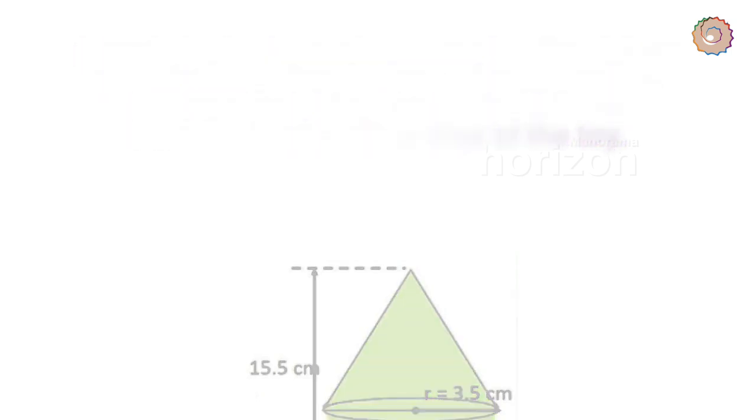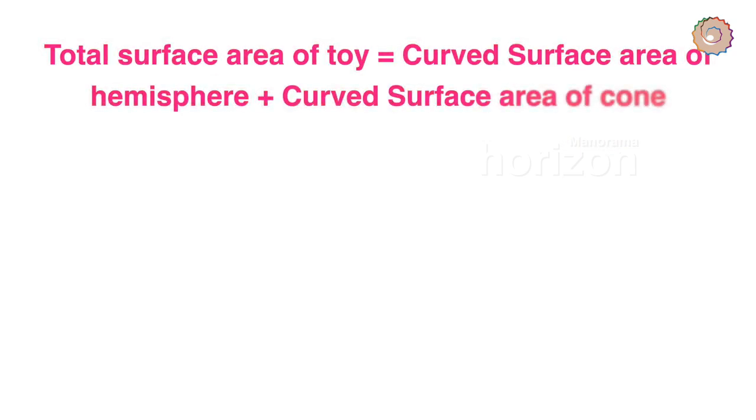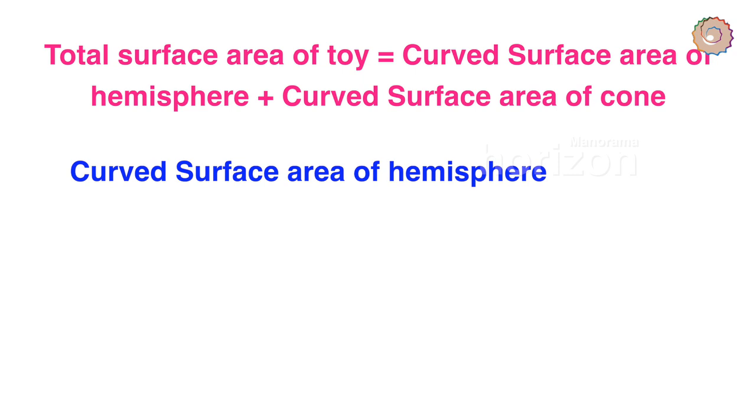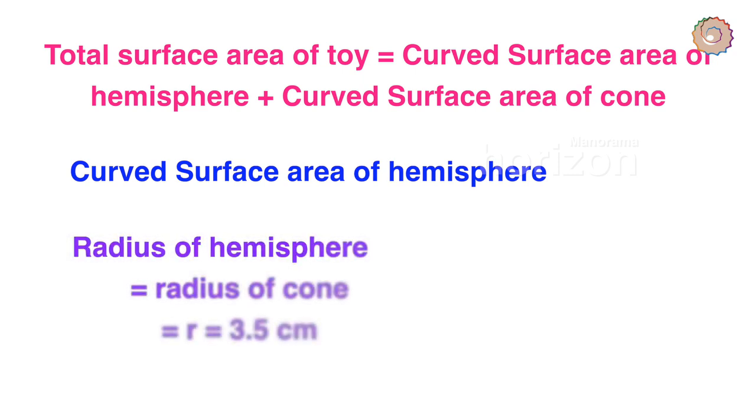Let's see the solution. Total surface area of the toy is equal to curved surface area of the hemisphere plus curved surface area of the cone. First find the curved surface area of the hemisphere. We know the radius of the hemisphere is equal to radius of the cone, which is equal to 3.5 cm. Now curved surface area of hemisphere, the equation is 2 pi r square. Substitute the value of pi and r.